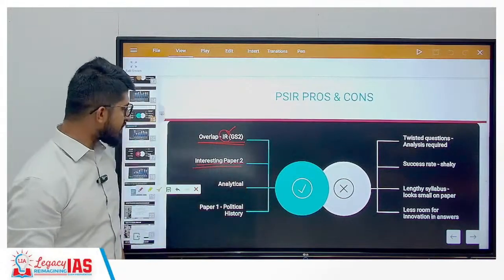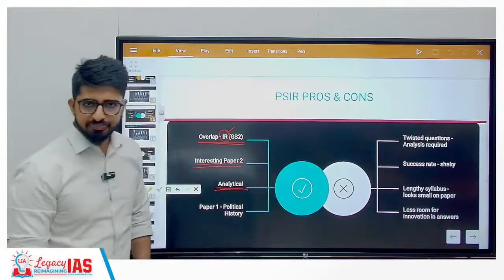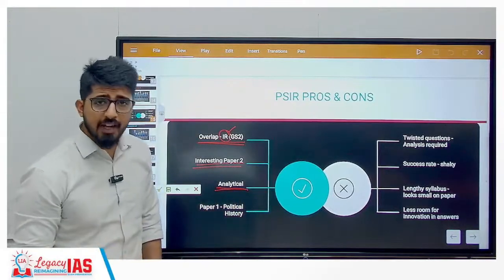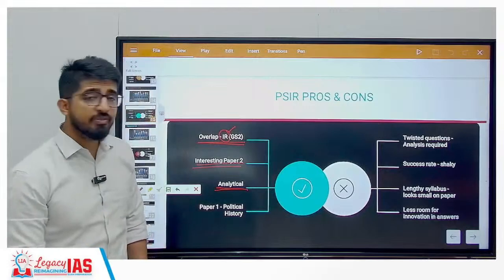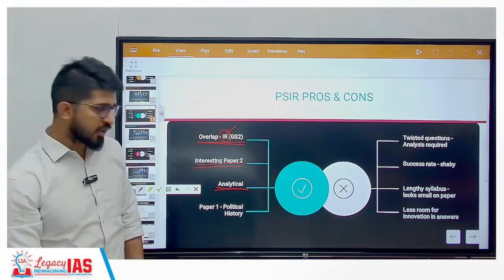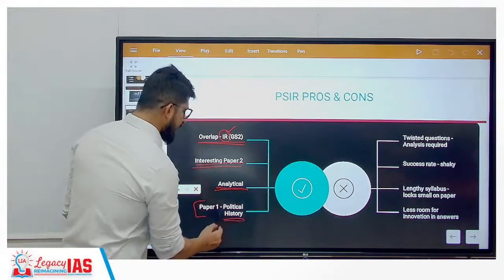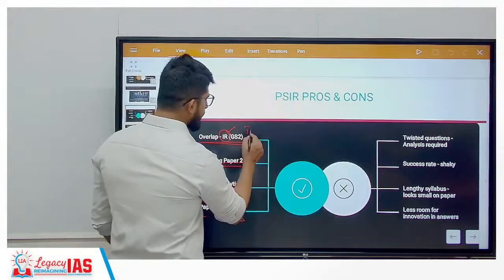It is very, very interesting, highly dynamic. It is highly analytical paper as well. You have to do a lot of analysis. You have quite a lot of thinkers. Same holds true for your public administration as well, thinkers. Paper 1 is political history, right? It has an overlap with your polity to an extent.